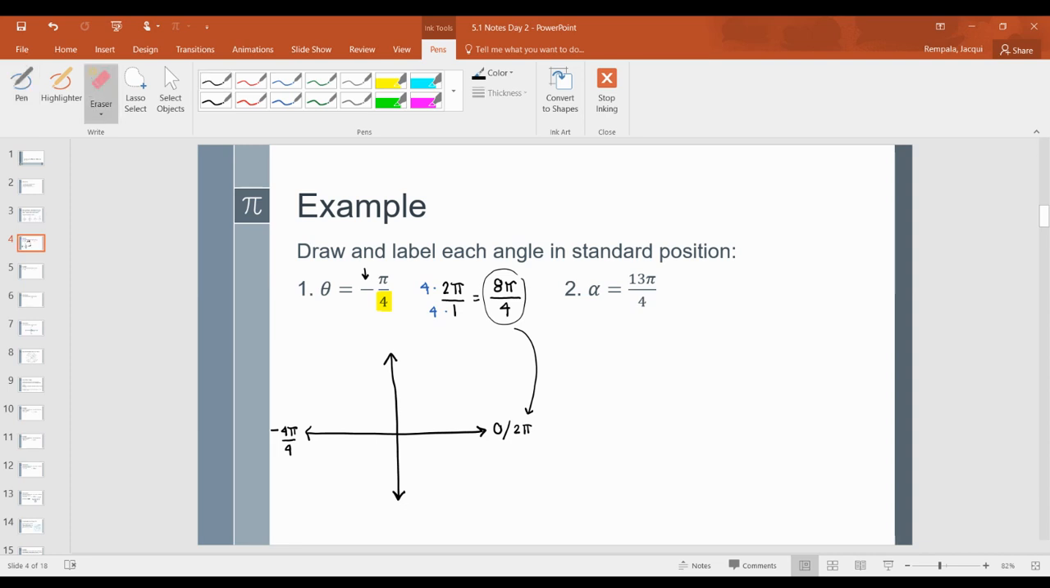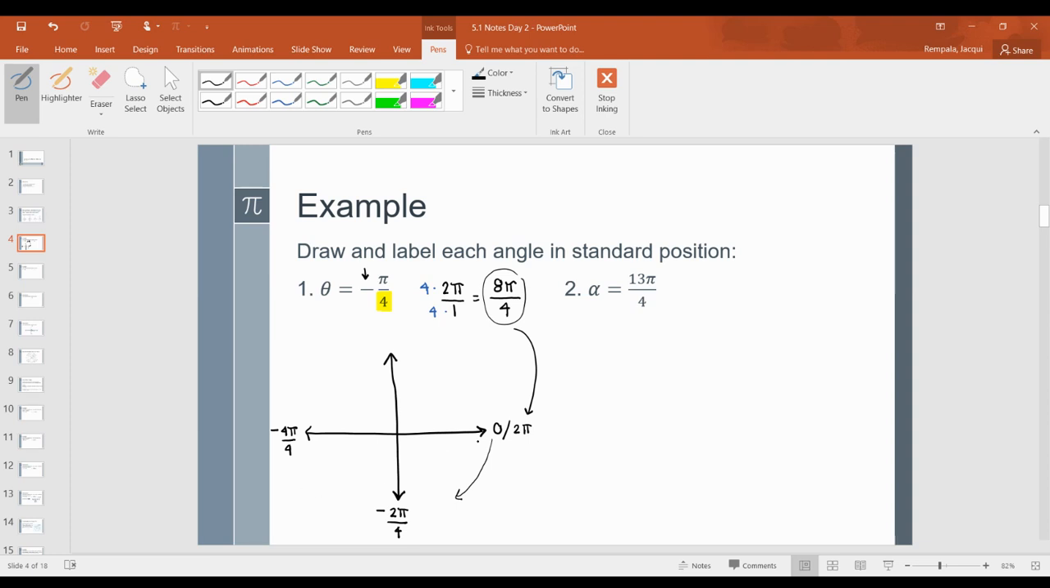When we're talking about negative angles, remember that means we want to move in a clockwise position. So that means I want to start at 0 and I want to move heading down so then I can loop around in a clockwise position. So to go from 0 to halfway being negative 4 pi over 4, I'm going to want to know what's halfway between 0 and negative 4 if I just focus on the numerator. Well, halfway between 0 and negative 4 would be negative 2. So really down here, it's negative 2 pi over 4.